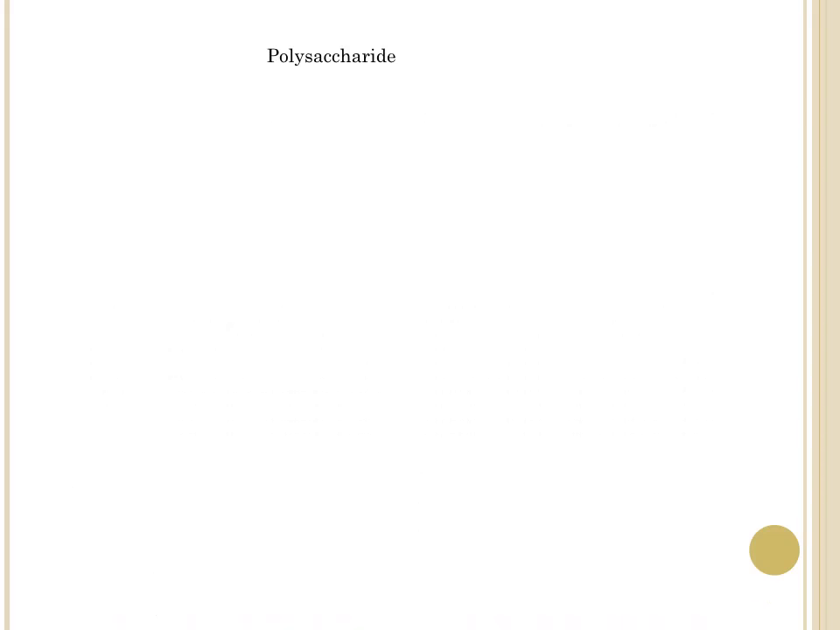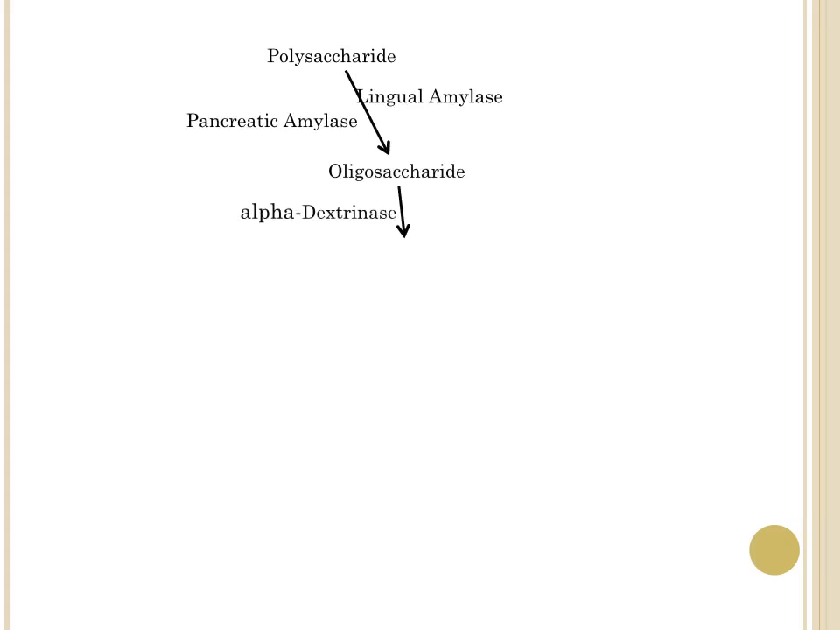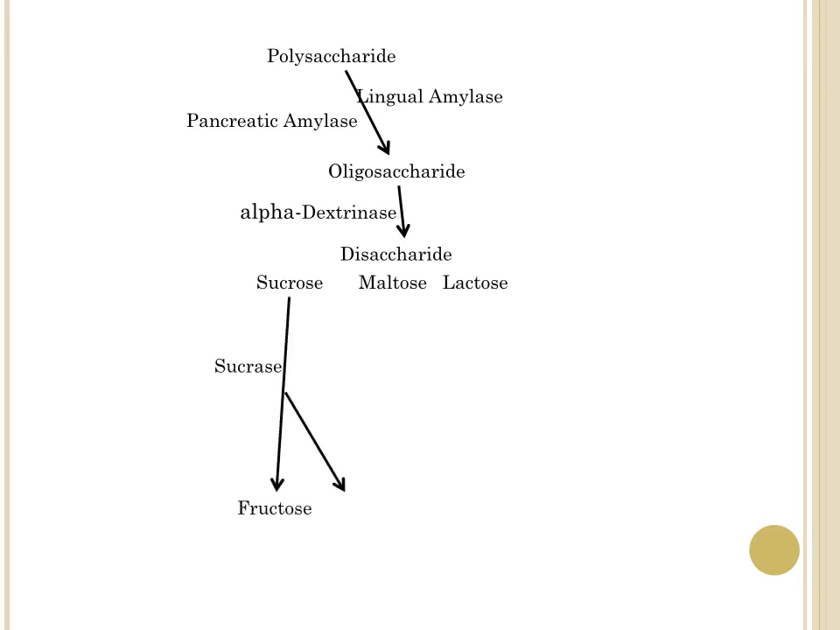So if we look at it in terms of how it comes about, we digest a polysaccharide. The polysaccharide is going to interact with lingual or salivary amylase and then pancreatic amylase, and it's going to break up into its oligosaccharide components. The oligosaccharide is going to interact with alpha-dextrinase, which is going to break the alpha glucose bonds, forming into the disaccharide components, in which we have sucrose, maltose, and lactose as the principal disaccharide components.